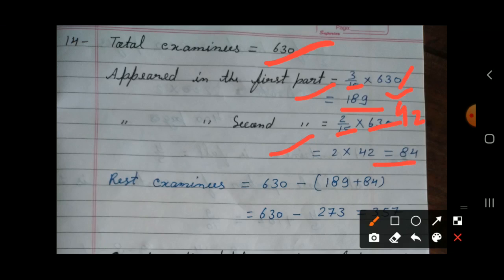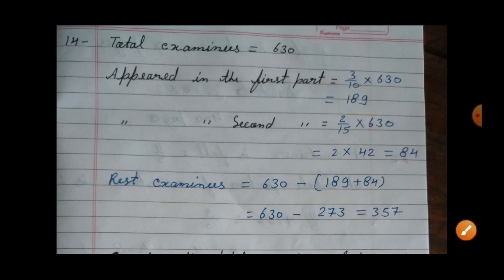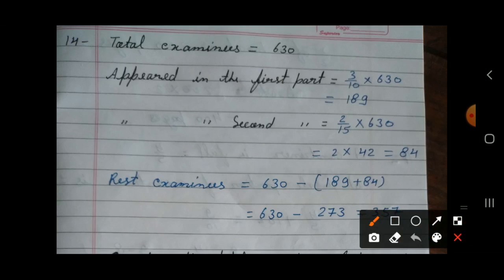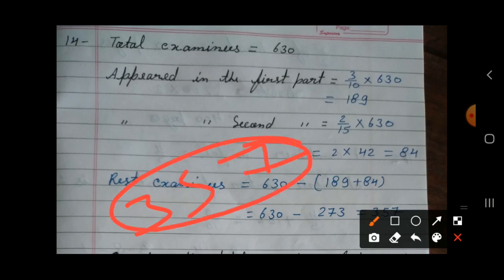And we have to find out the rest of the examinees. For this we will subtract from the total the sum of examinees who appeared in the first and second parts separately. These are 189 and 84. Sum is 279. On subtraction we are getting 357. These examinees appeared in both parts. Yes, required examinees are 357. These appeared in both parts.